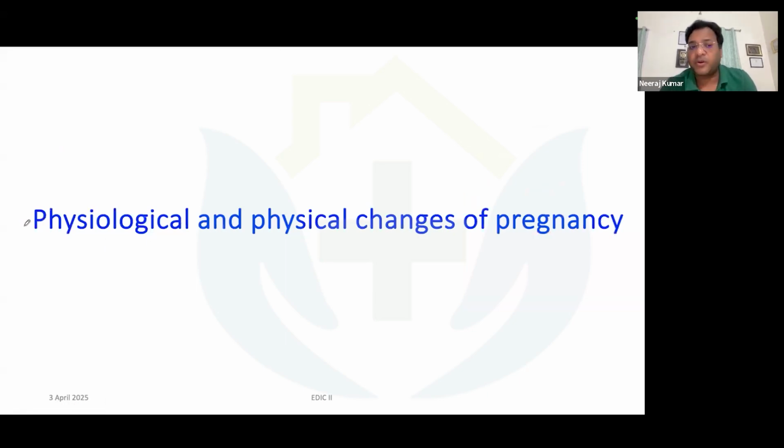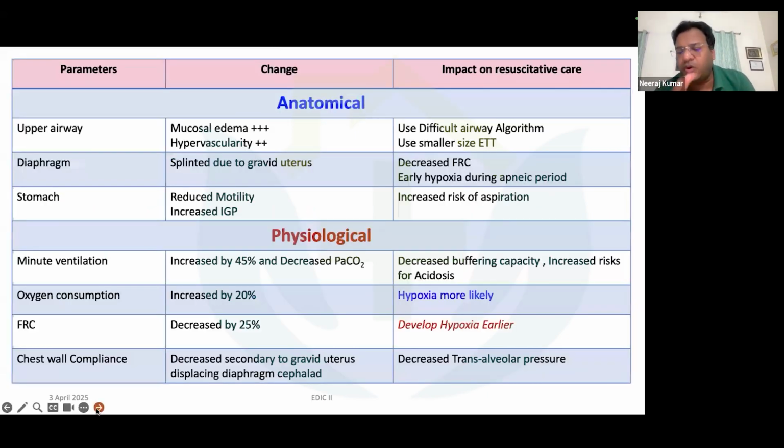Now this is again a very important part, that one or two questions will be there from the physiological and physical changes of pregnancy. I have added a few important things, but for your understanding, you go and read definitely. So I have divided it into three parts. What are the parameters that I would look for? What are the anatomical and physiological changes, and how are they going to impact your resuscitation? If you are planning to resuscitate this patient, what will be the major problem? So we'll start with the upper airway. We all know that these patients have increased hypervascularity or increased mucosal edema.